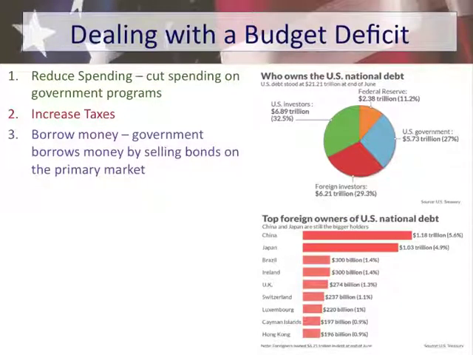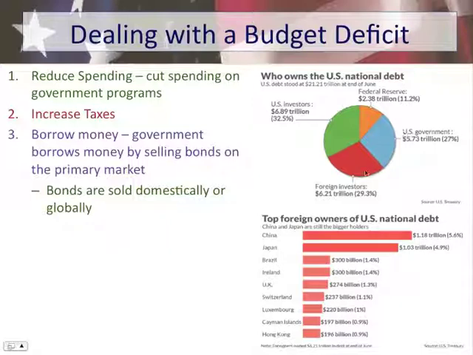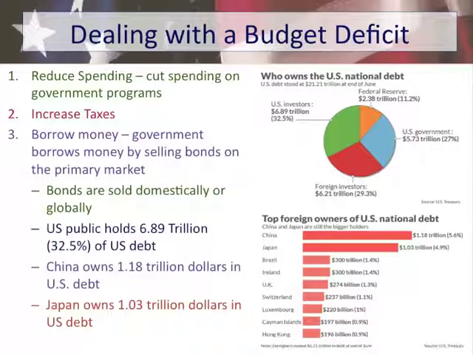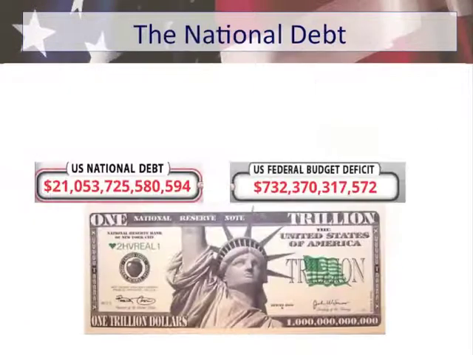And how do they borrow? Well, they borrow by selling original bonds on a primary market. All right, so bonds are sold either domestically or globally. If they are sold domestically, then basically what happens is U.S. investors are going to be buying these bonds directly from the government. Of course, the Federal Reserve buys bonds on secondary markets from banks and investors, so they hold a big portion of it. So the U.S. public holds about $7 trillion worth of the debt at this time, which is about 33% of the debt overall. China and Japan are the two biggest holders of U.S. debt globally.